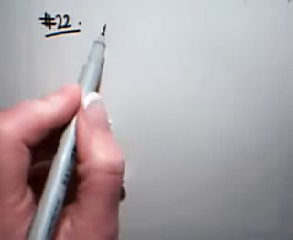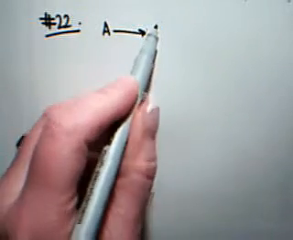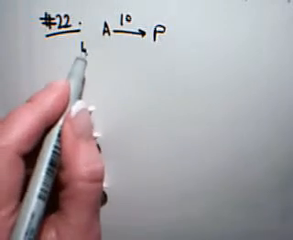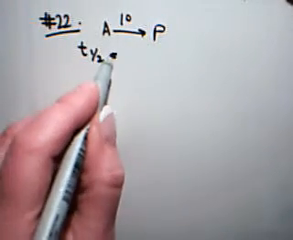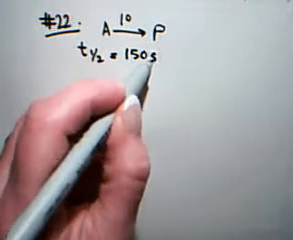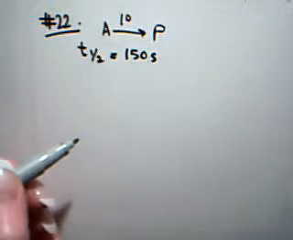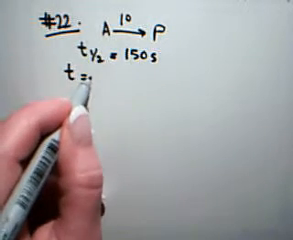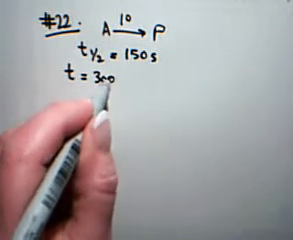All right, number 22. First order reaction, A goes to products. We're told that the half-life is 150 seconds. What percent of the sample remains after t equals 300 seconds?